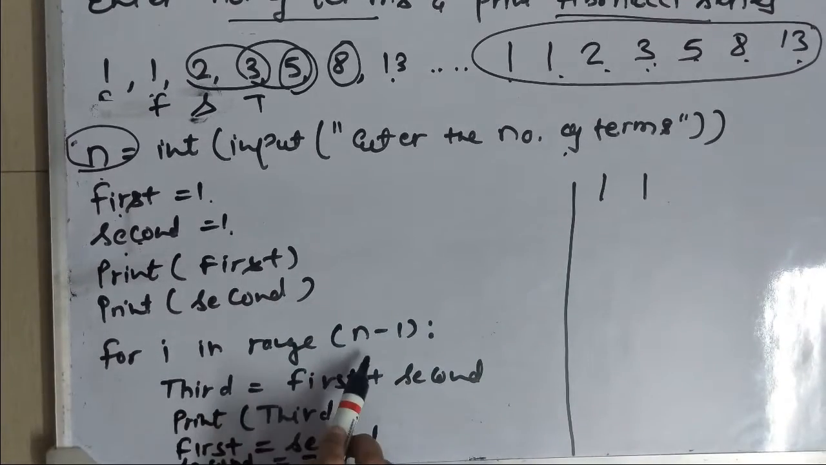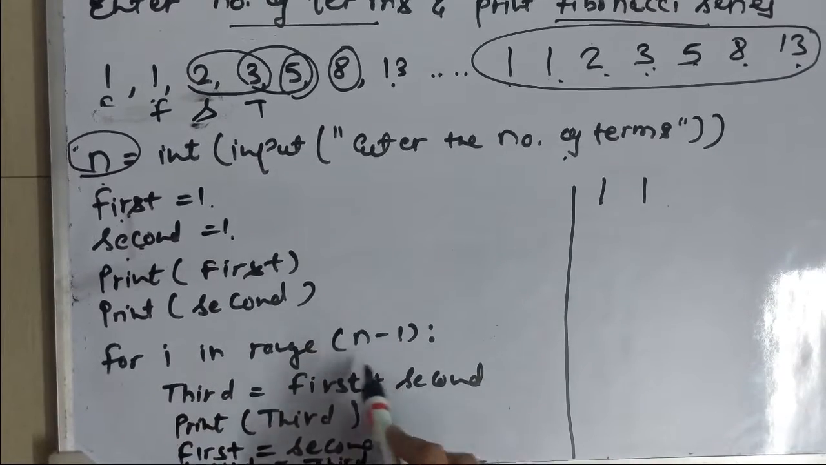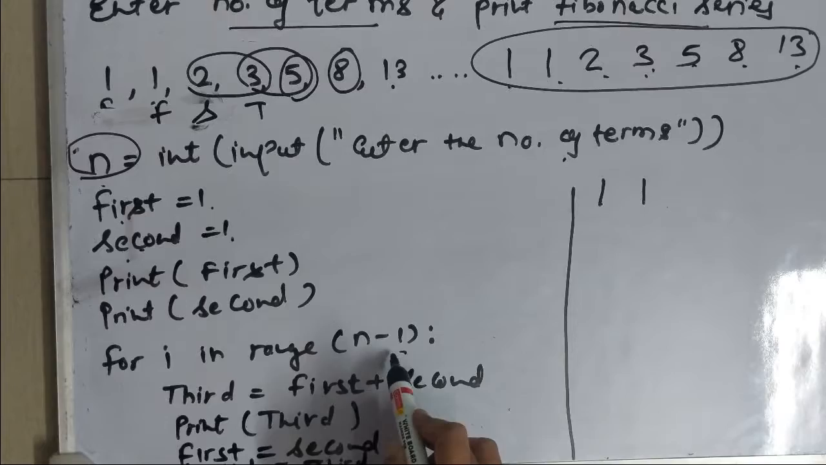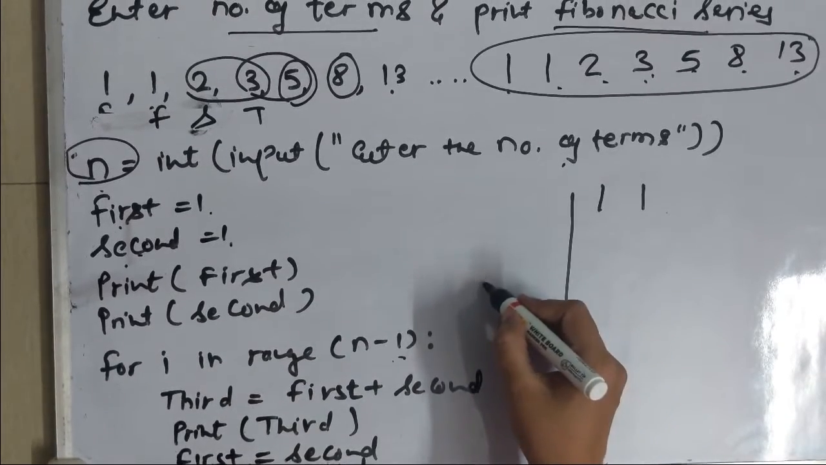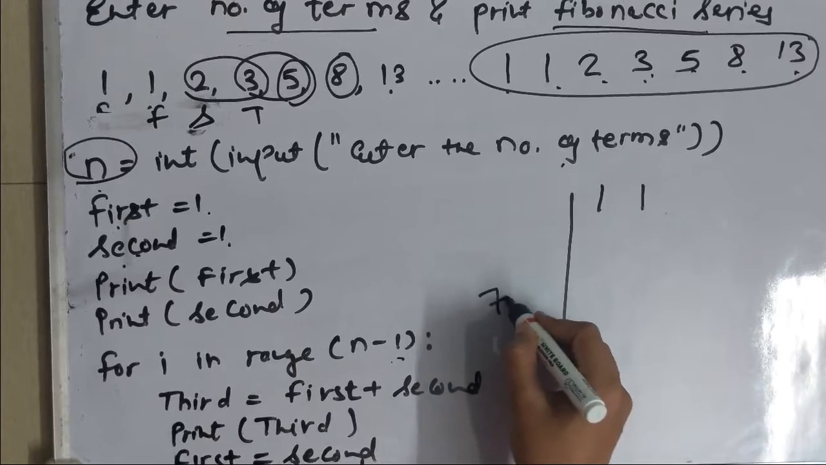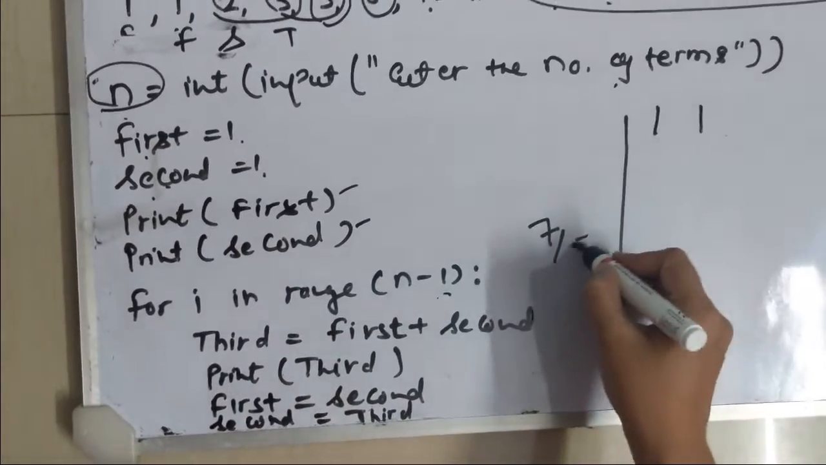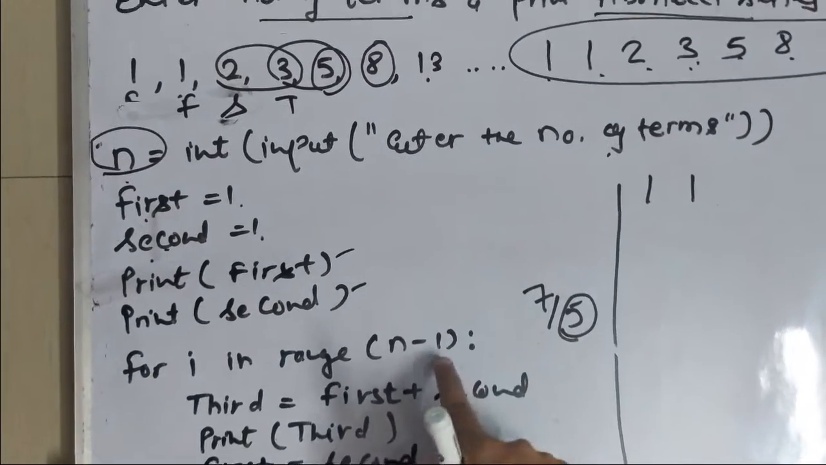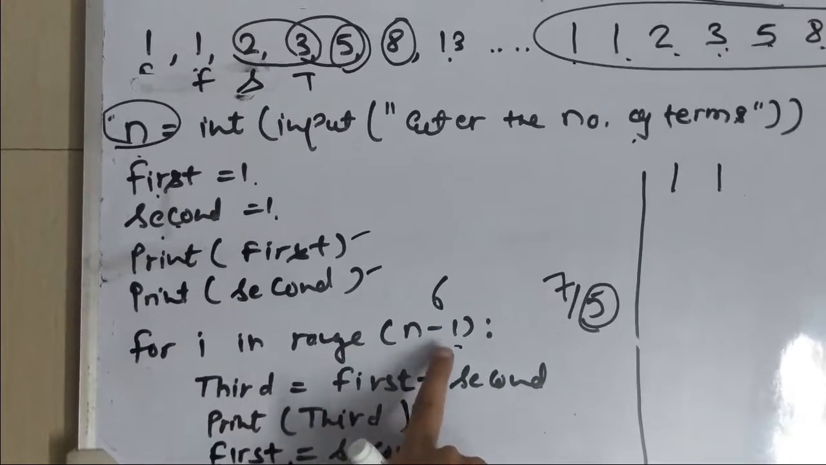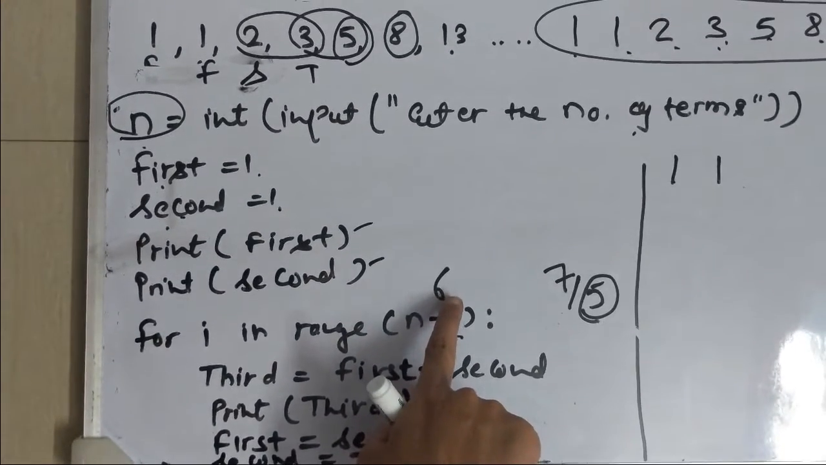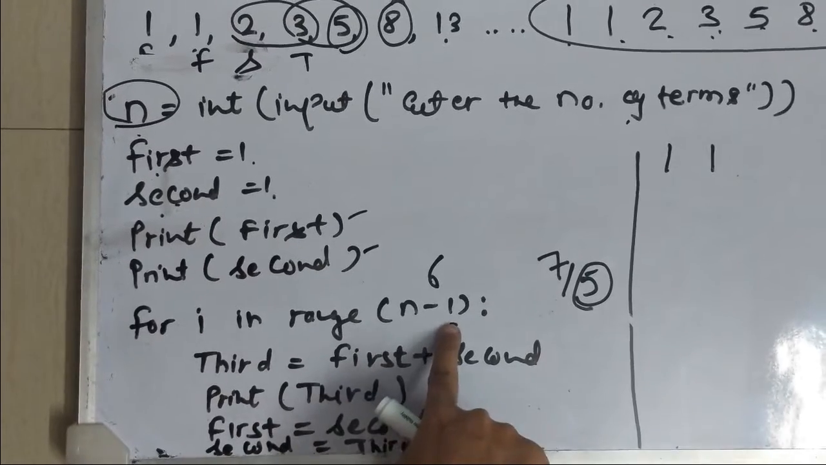Then we are going to apply a for loop: for i in range n minus 1. Why have we taken n minus 1 over here? Because it has already printed 2 terms. Suppose I enter to print the number of terms till 7. I have already printed 2 terms, so it should only print 5 more terms. So I have written n minus 1, that is 6 over here, and we know by the logic that the range function will execute till 6 minus 1, that is 5. That is why we have kept the range function till n minus 1.